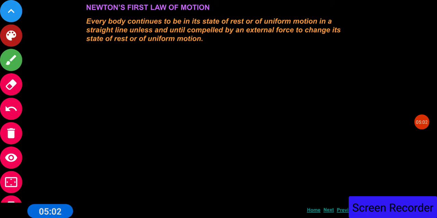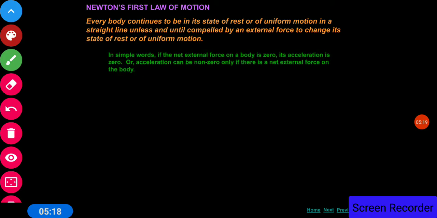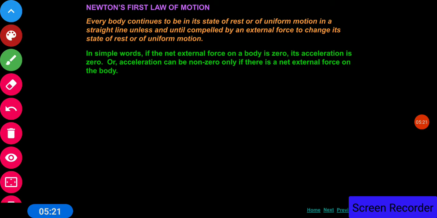Today we will discuss the first law. According to Newton's first law of motion, every body continues to be in a state of rest or of uniform motion in a straight line unless and until compelled by an external force to change its state of rest or of uniform motion. In simple words, if the net external force on a body is zero, its acceleration is zero. Acceleration can be non-zero only if there is a net external force on the body.